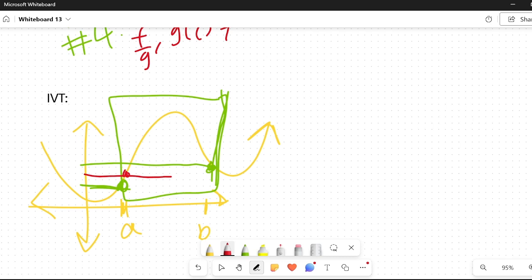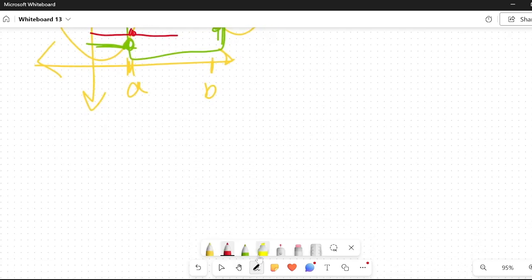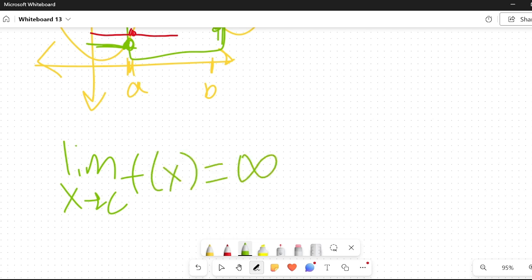Oh yeah, we did talk about vertical asymptotes, right? So, vertical and horizontal asymptotes. For vertical asymptotes, if we notice that the limit as x approaches some value c of f of x equals plus or minus infinity, then it is a vertical asymptote.